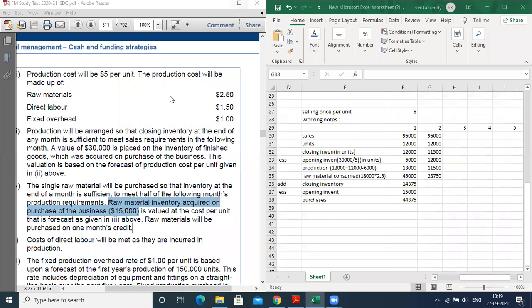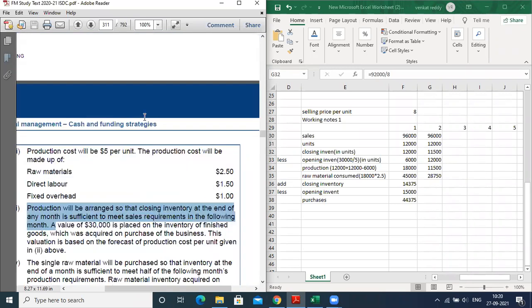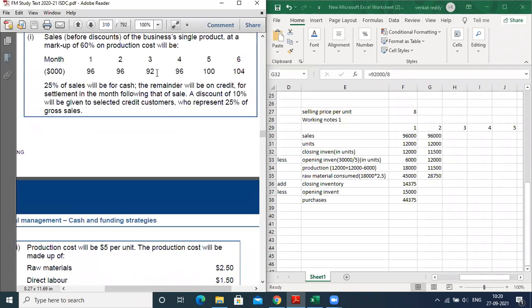Now the next one, they gave one more adjustment. Second month closing stock, this one, right? Now just see this one. Production will be arranged so that the closing inventory at the end of any month is sufficient to meet sales requirements in the following month. So it means we consider the next month's sales, that is third month sales. So what is the third month sales here? 92,000.